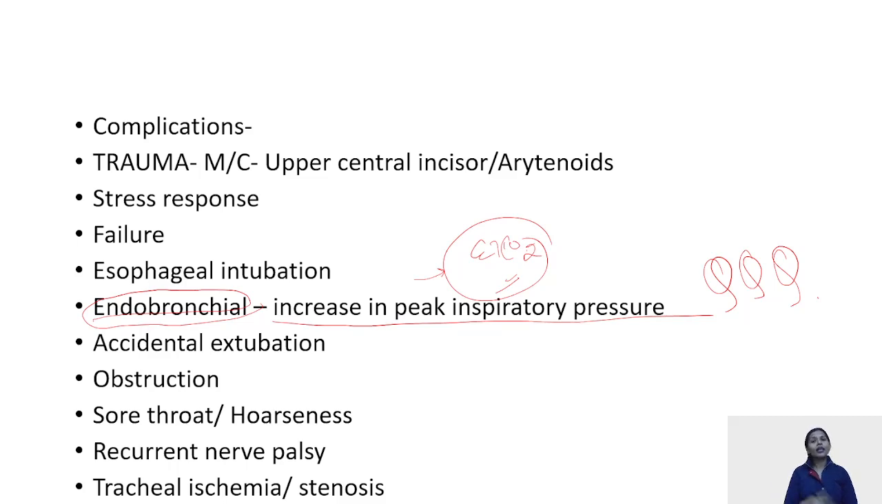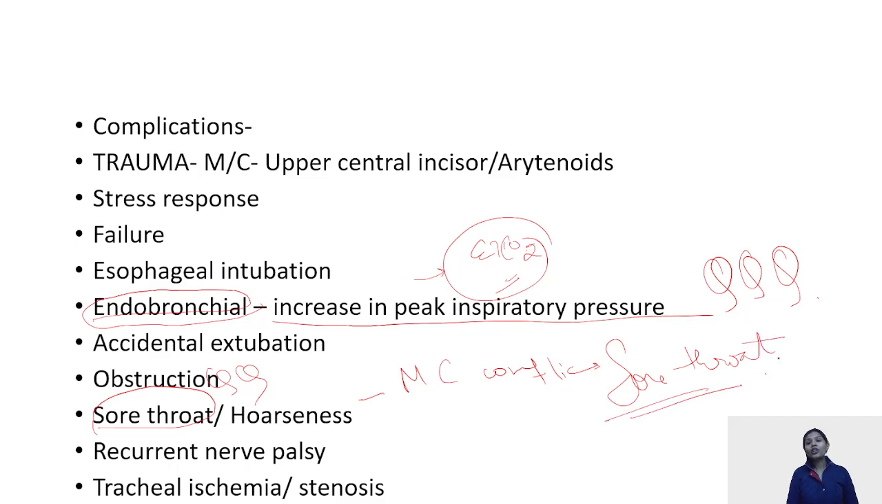Done. Then we can have accidental extubations, we can have obstruction of the tube. Post-operatively, the most common complication of your endotracheal tube insertion is your sore throat. Even this is a question. The most common complication of endotracheal tube is sore throat. Then during your insertion of the endotracheal tube, you can injure the recurrent laryngeal nerve. Okay. And post intubation, you can have ischemia of the trachea leading to stenosis.